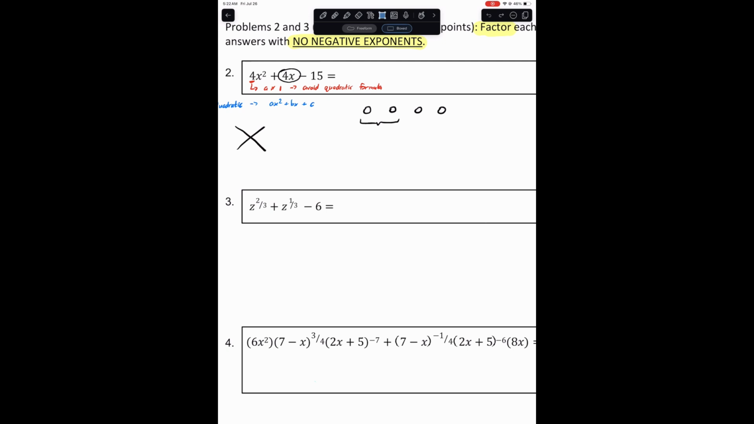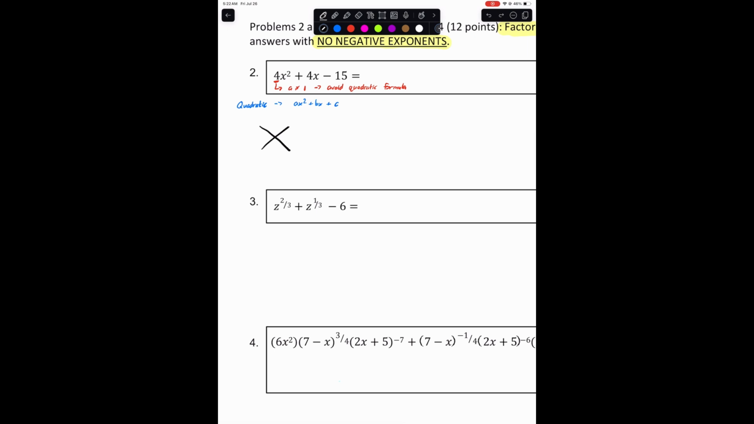So let me erase that. Okay, so I'm looking for 2 numbers that multiply together to give 4 times negative 15. Generally speaking, this is a times c. So if I go this way, we need to multiply together, and here I just need b, and these 2 factors must add up to 4.